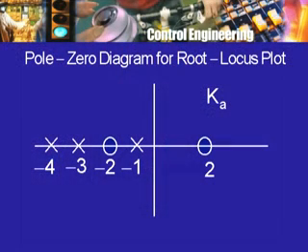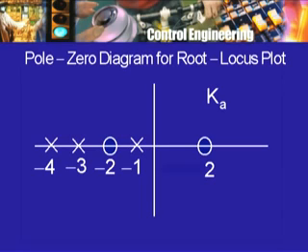Think of any point on the real axis. For example, on our pole-zero diagram, here we have a number of poles and number of zeros. Some of them are the poles and zeros of G, the others are poles and zeros of H. And as far as the root locus is concerned, it does not matter whether they are of G or H. We are looking at the polynomial which involves both G and H.